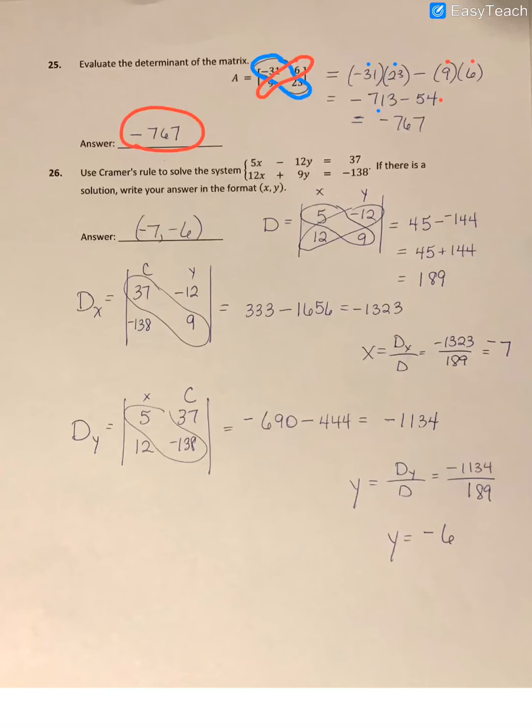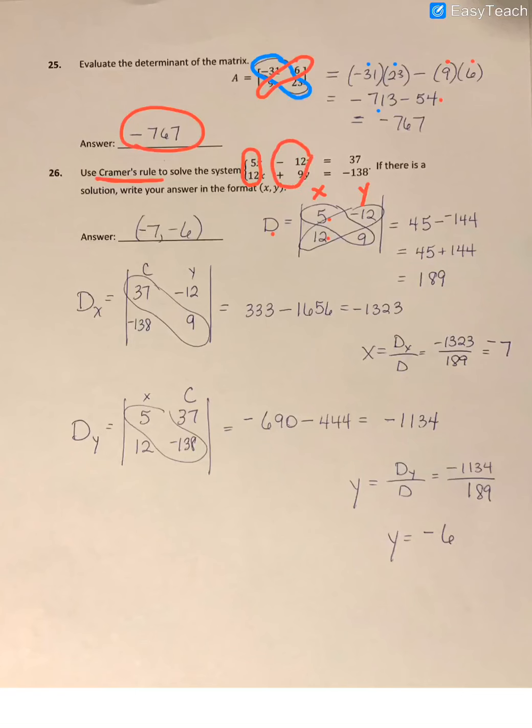Finally, on the last problem, when you're using Cramer's rule to solve a system, you're going to first start with what we call a determinant matrix. And in your determinant matrix, you're always putting your x coefficients in the first column, your y coefficients in the second. So notice up here, there's my x coefficients, 5 and 12. And then make sure you take the signs with it, my y coefficients of negative 12 and 9.